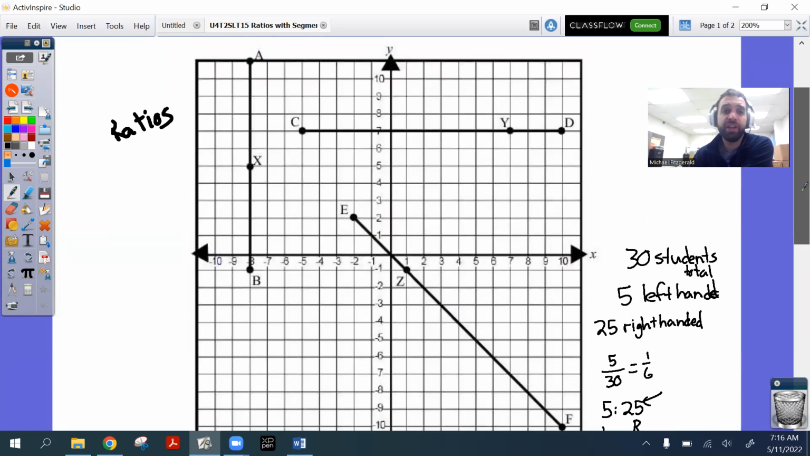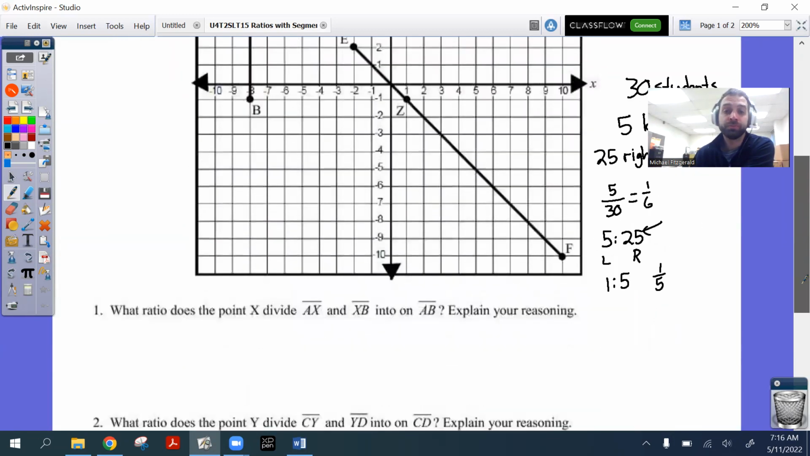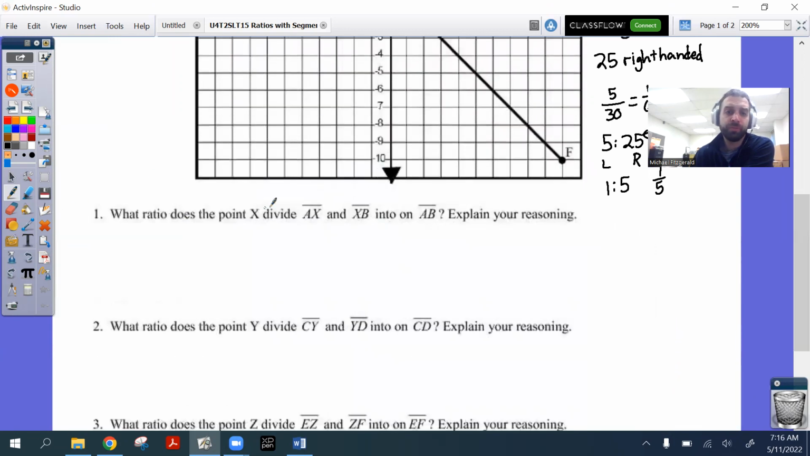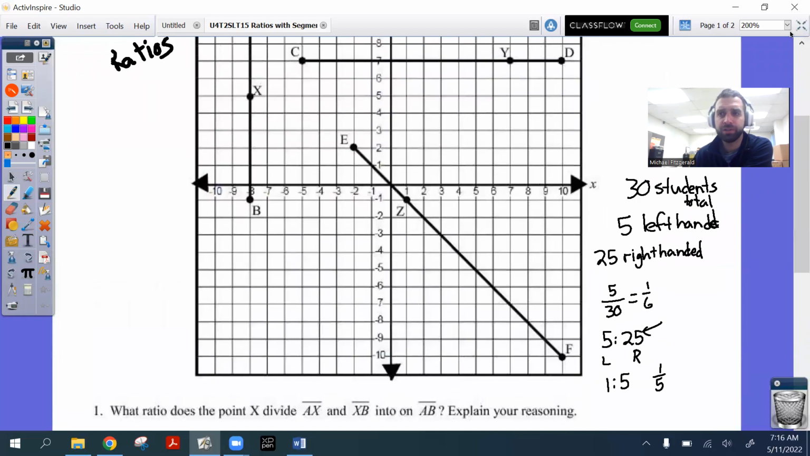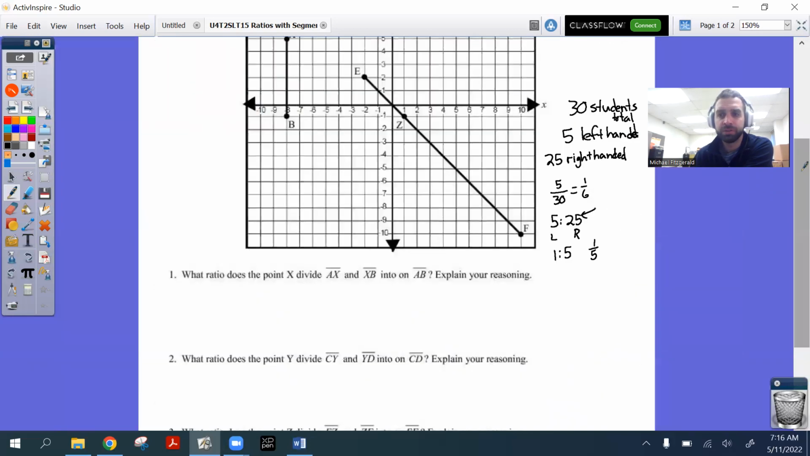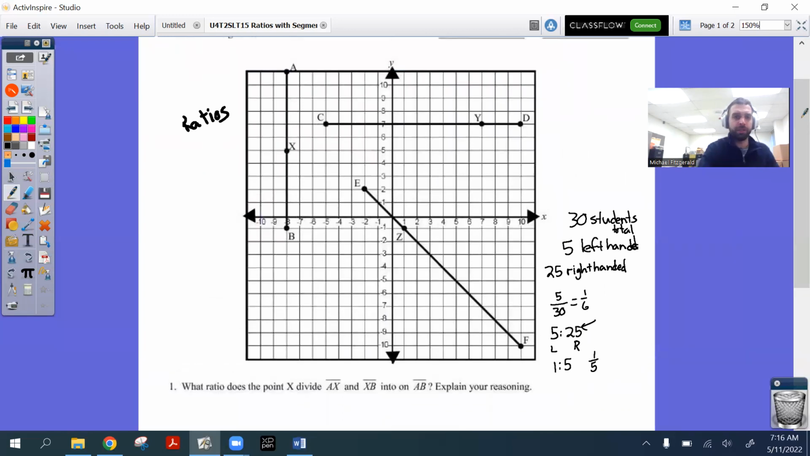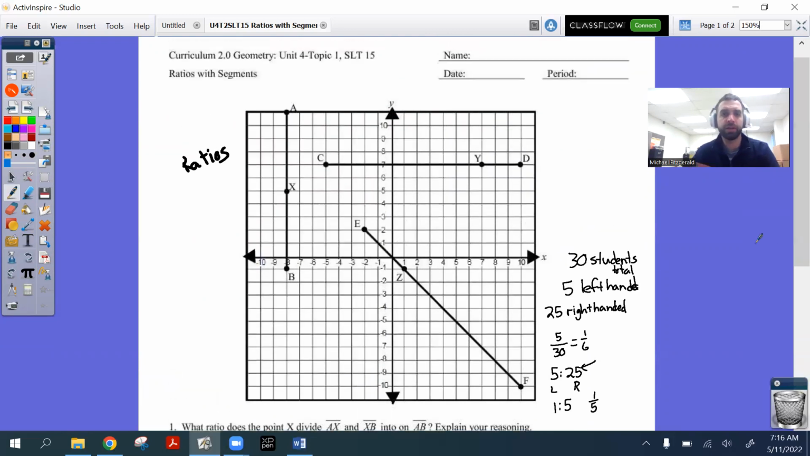So we're going to examine that on the coordinate plane here. What ratio does the point X divide AX and XB into on AB? Okay, let's take a look at that. AX and XB. Let me zoom out a little bit. Okay, let me highlight these points. Man, this trackpad is annoying. So we have A right here, X right here, and B right here.